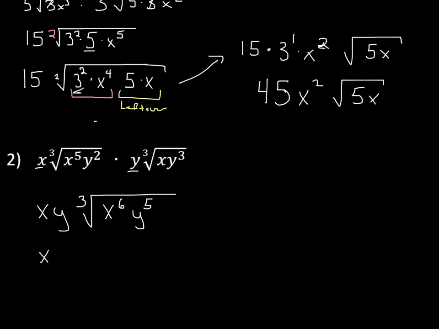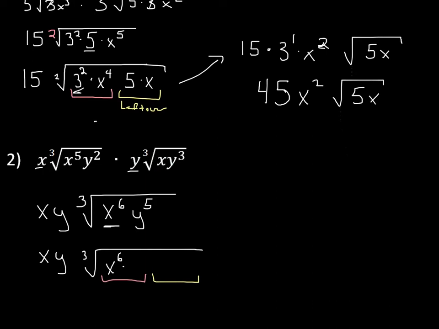So let's make our pile. So I have xy, I have my cubed root. This red pile is going to be the stuff that's going to come out. The yellow stuff is going to be my leftover. And let's take this one term at a time. X to the 6th, I don't need to break that up at all. That exponent is divisible by 3 right now, so that's going to come out.